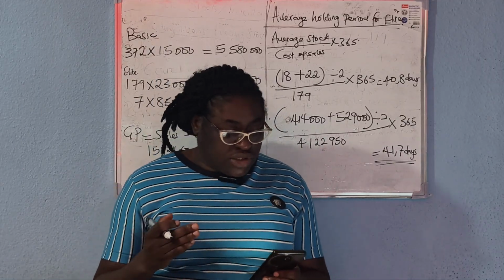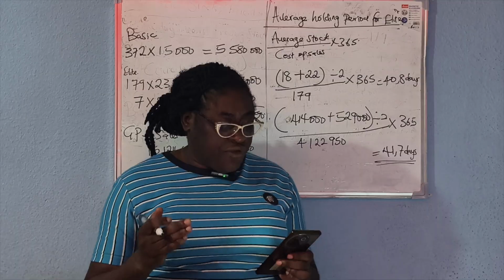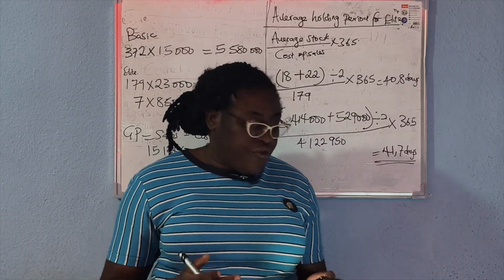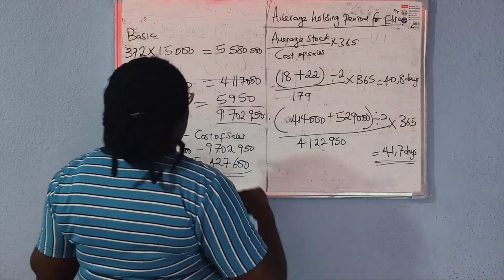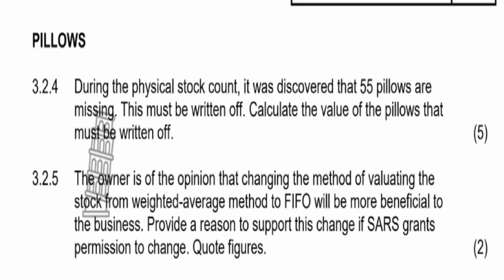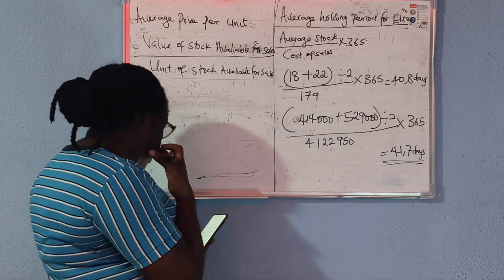So we move on to pillows, 3.2.4. Remember, with pillows, we are using the weighted average method. During the physical stock count, it was discovered that 55 pillows are missing. This must be written off. Calculate the value of pillows that must be written off.